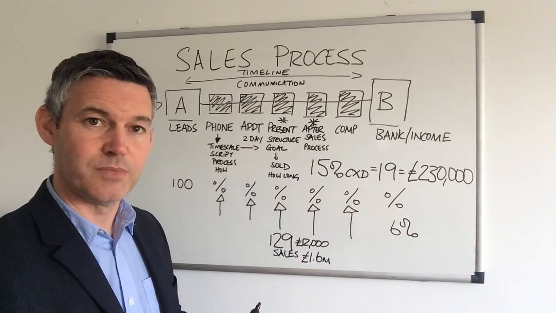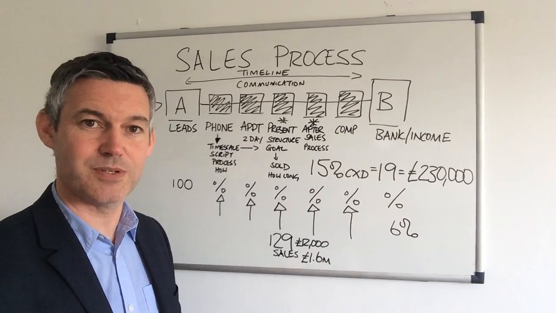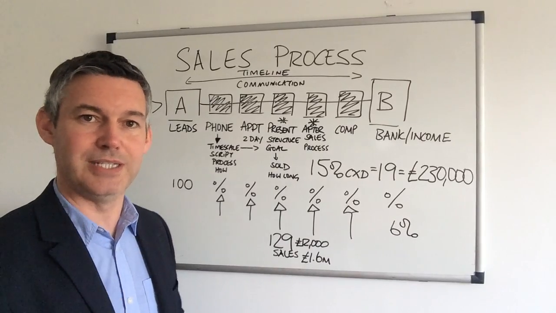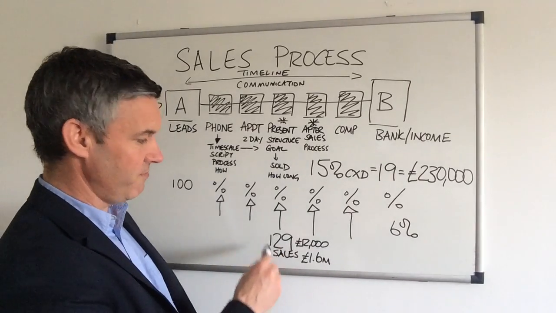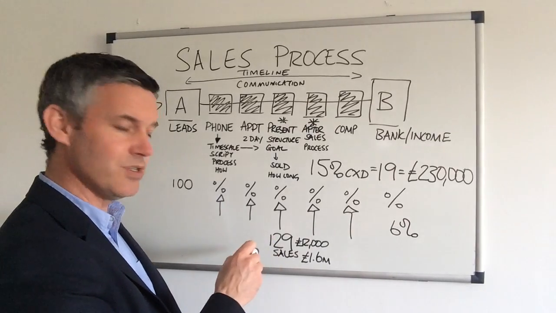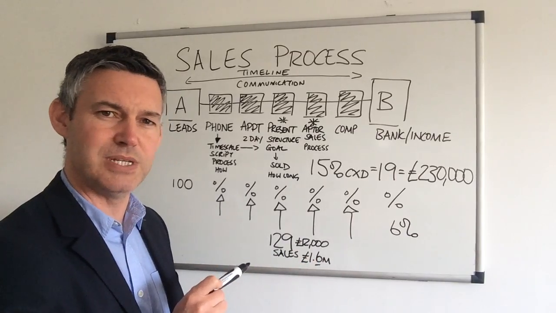In addition to that, there was good news. So there was good news to all of this as well. We fixed some problems, okay, and we fixed them quickly. But the other thing that we did is that we were able to identify in that month what we did that meant that we got 129 sales and we actually made £1.6 million worth of business.